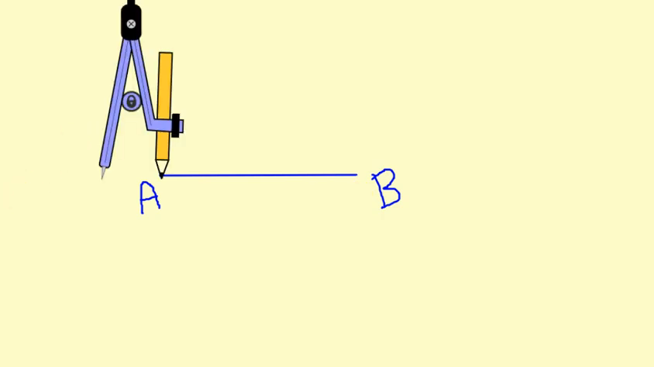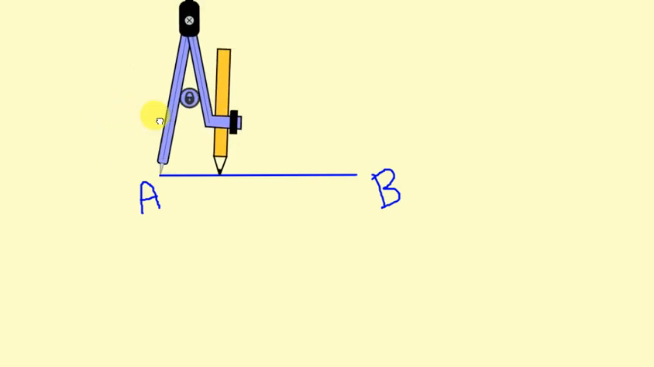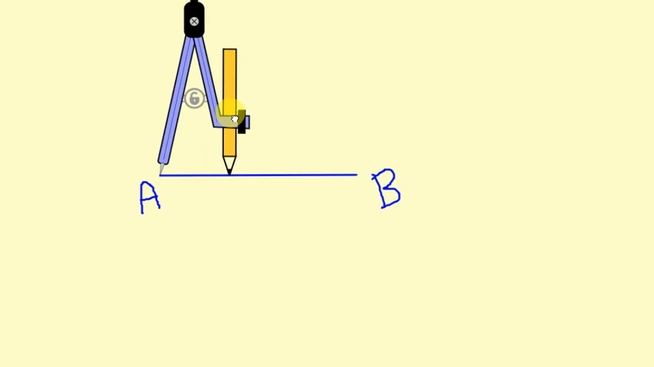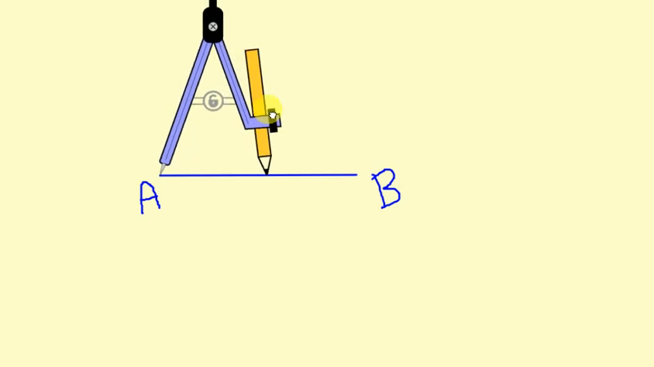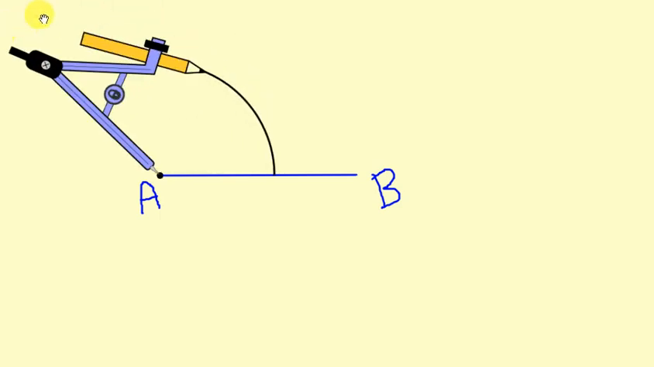So we bring the compass and we put the compass on the point A and we open the compass. The length should be more than, or greater than, half of segment AB. We can open the compass at any length we want, but it should be greater than half of segment AB. So we open the compass a length more than half of segment AB as we see, and we draw a semicircle.